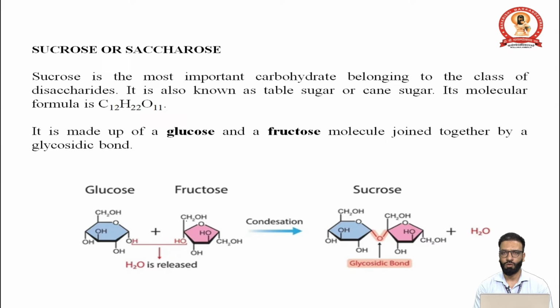So depending on which two sugars are combined together to form a disaccharide, we get the name accordingly. So sucrose is a disaccharide made up of two monosaccharide units, that is glucose and fructose, and obviously it's joined together by the glycosidic bond, right? So here we know that sucrose is sweet and it's used in the food industries as a sweetener also.